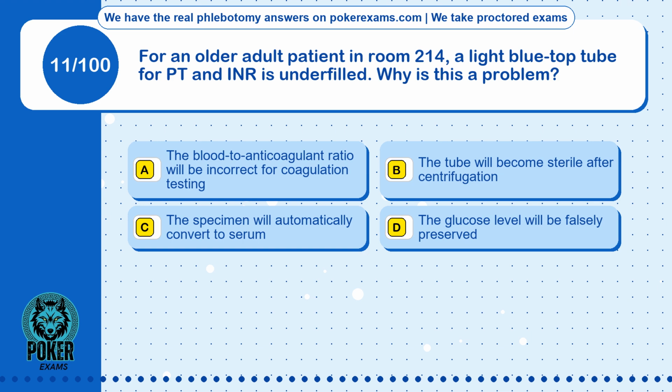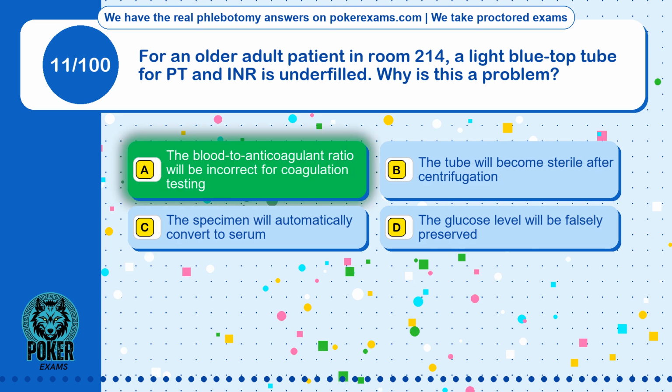Question 11. For an older adult patient in room 214, a light blue top tube for patient NINR is underfilled. Why is this a problem? Option A. The blood to anticoagulant ratio will be incorrect for coagulation testing. Option B. The tube will become sterile after centrifugation. Option C. The specimen will automatically convert to serum. Option D. The glucose level will be falsely preserved.